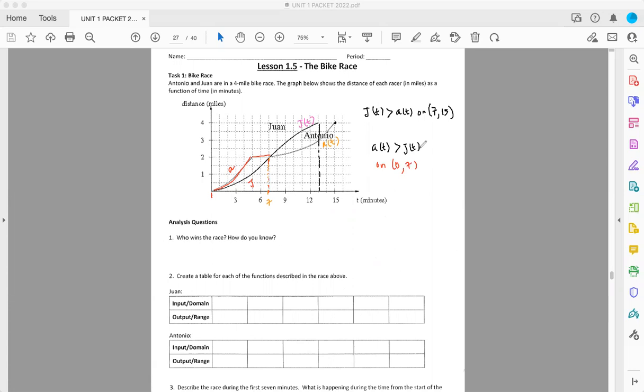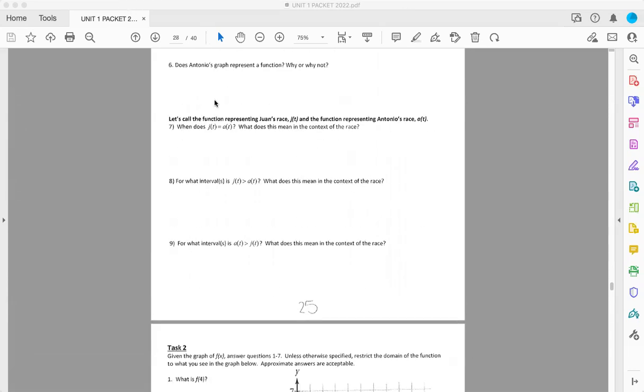Greater means above. And in this context, what do we mean? We mean that Antonio is ahead of Juan. Again, that was for number 9, okay? This was for number 9, this part. This was previously for number 8. So this is pretty much the interpretation for these questions. Make sure you understand them, you write them down, and this is it.